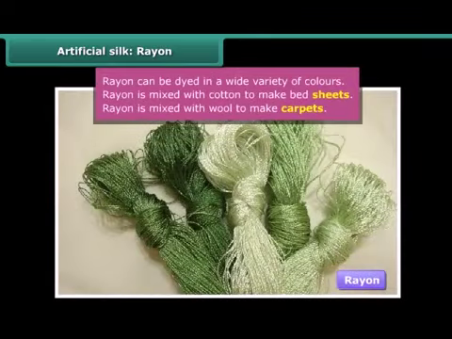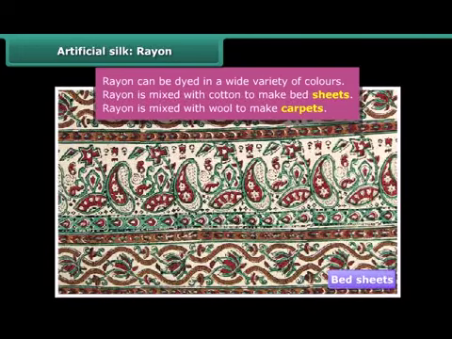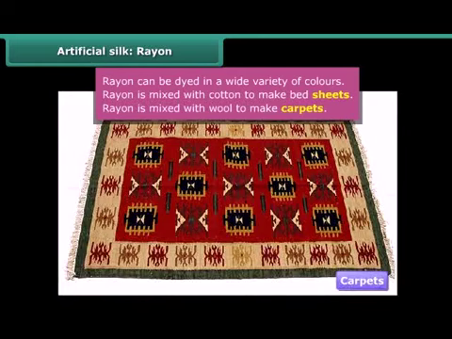It can be woven like silk fibers and dyed in a wide variety of colors. Rayon can also be mixed with cotton to make bed sheets or mixed with wool to make carpets.